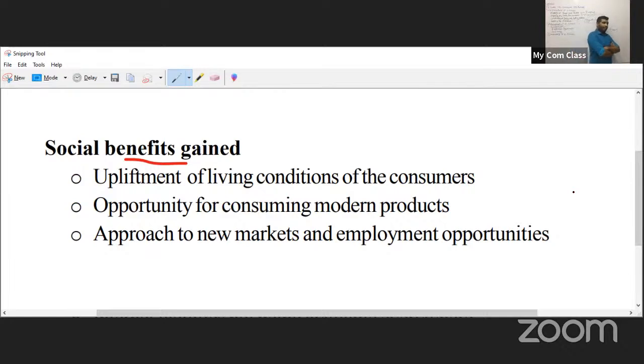Approach new market and employment opportunities. Please make sure you write some of the examples. The graphic designers, content creators, YouTubers, social media platforms, so all jobs, right? Website designers, web designers, graphic designers.